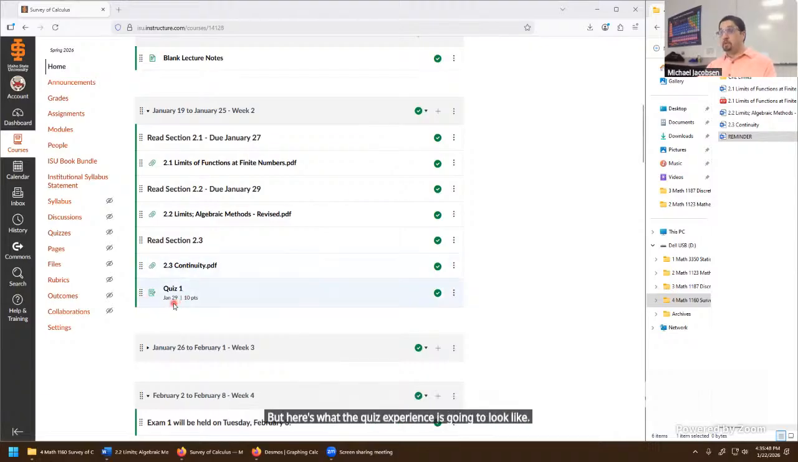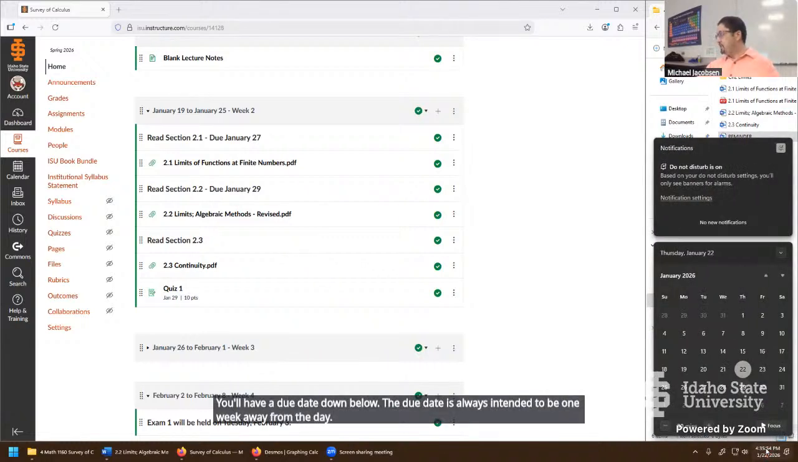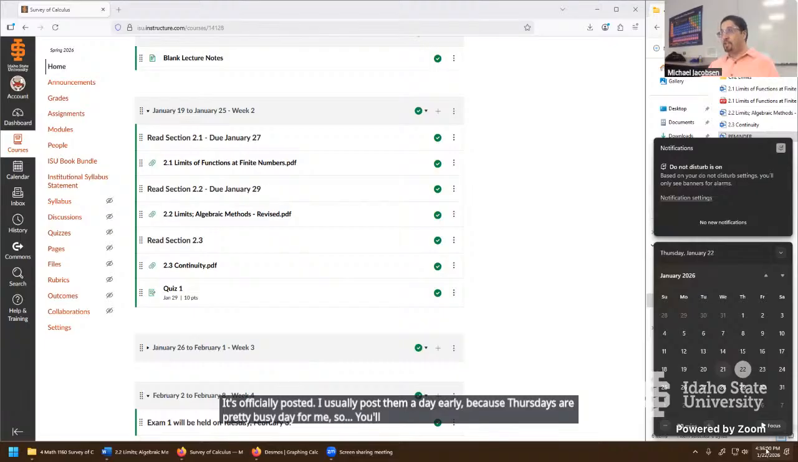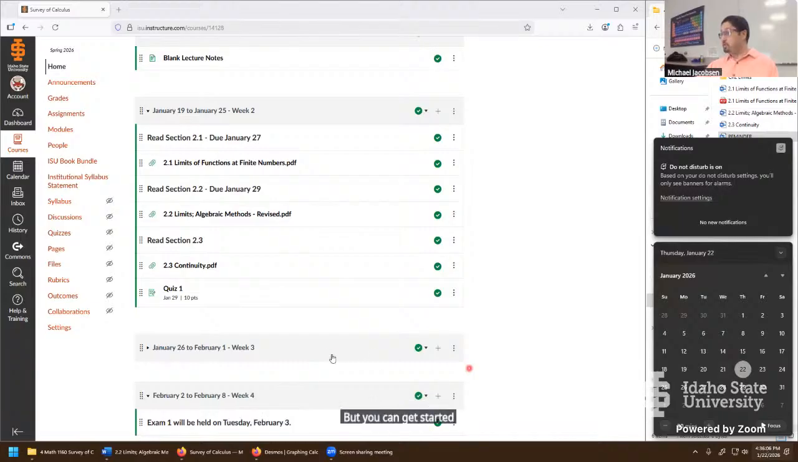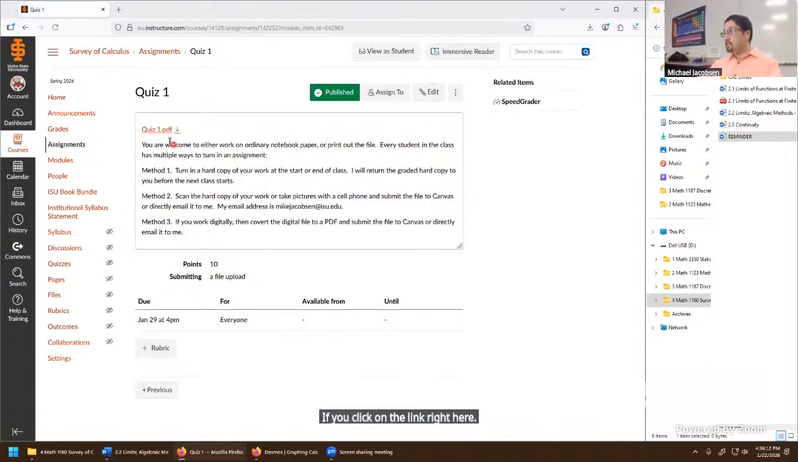You'll have a due date down below. The due date is always intended to be 1 week away from the day it's officially posted. I usually post them a day early because Thursday is a pretty busy day for me, so you'll usually see these on Wednesday. So think of them as officially posted on the 22nd, but you can get started on them early if you prefer to do so. If you click on the link right here, it just directs you to a PDF. So click on the PDF.